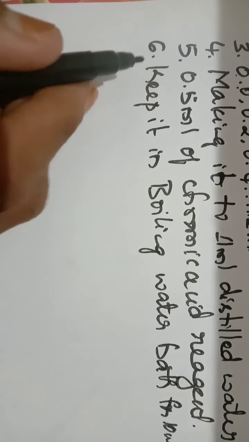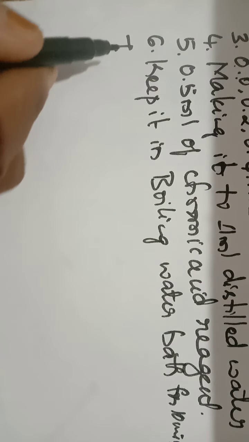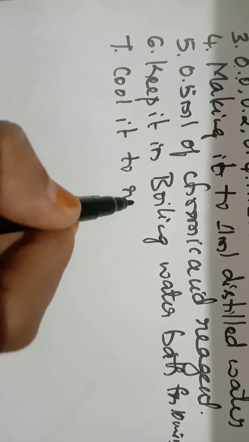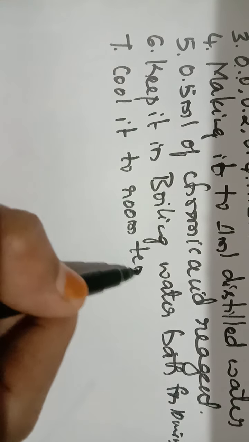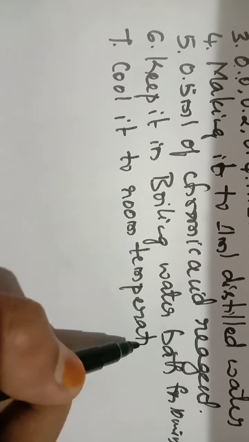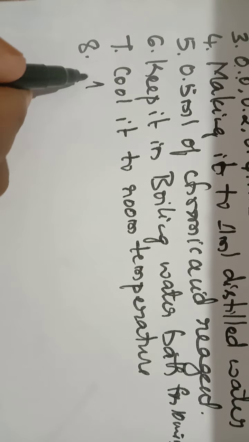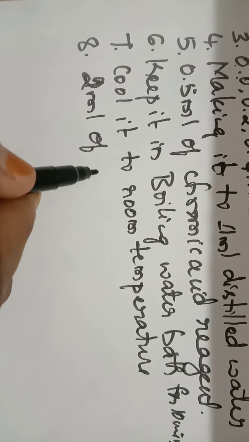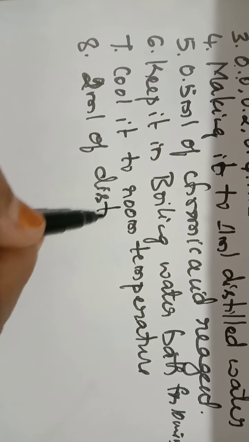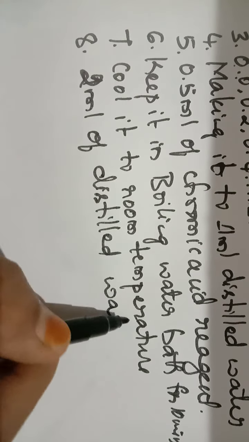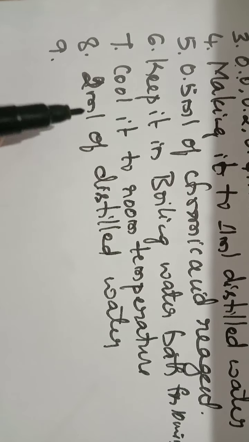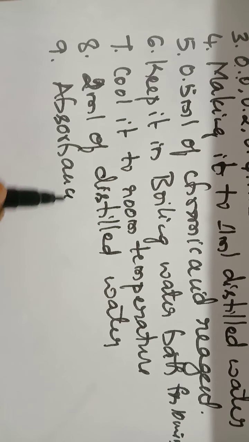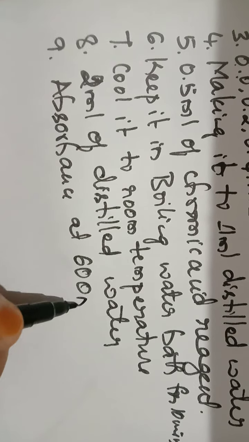Then what we have to do? Once the boiling is completed, we have to cool it to room temperature. Okay, and then we need to add distilled water. Because we have taken 0.5 ml over here, we will add 2 ml of distilled water. And then we have to take the absorbance or OD reading at 600 nanometer.